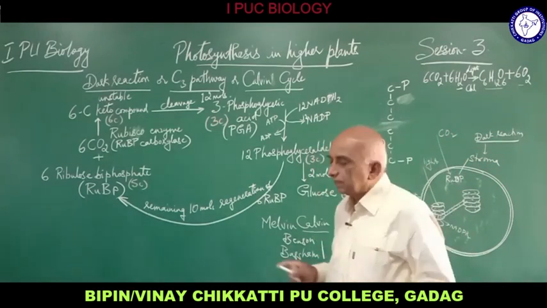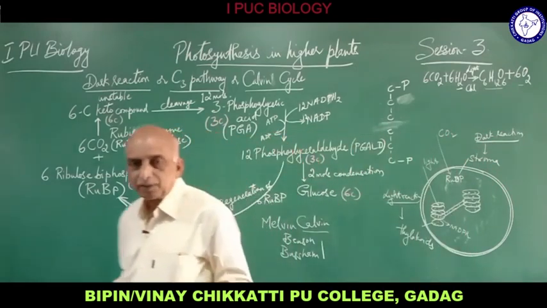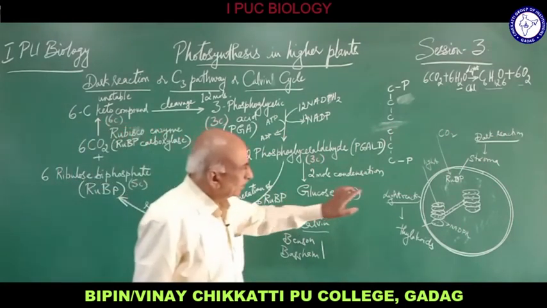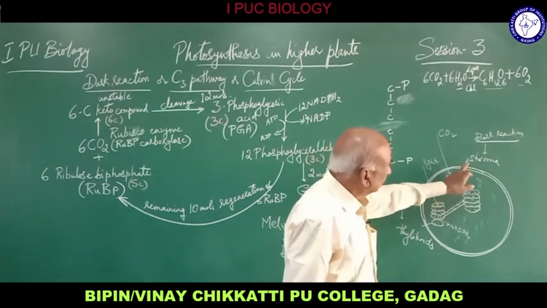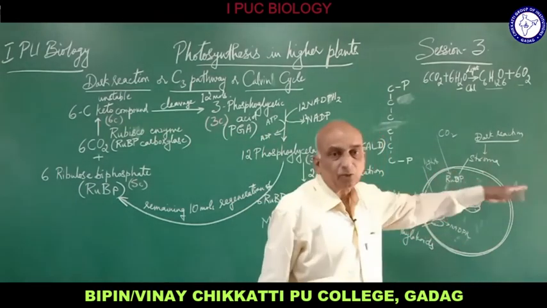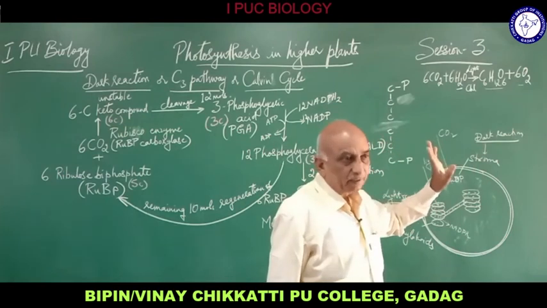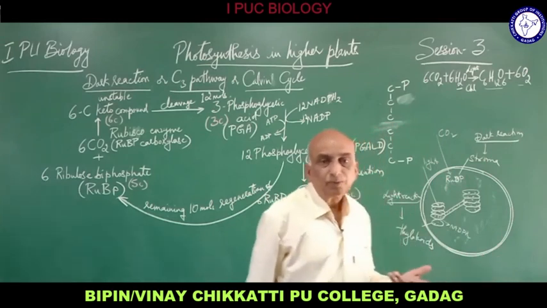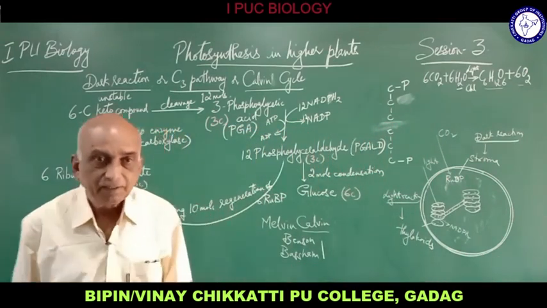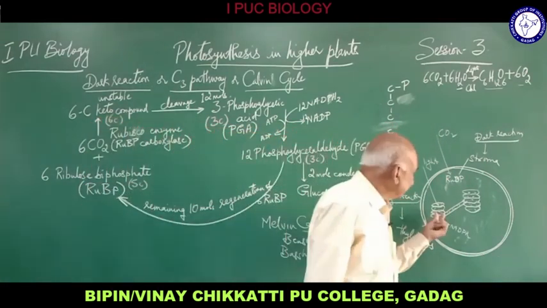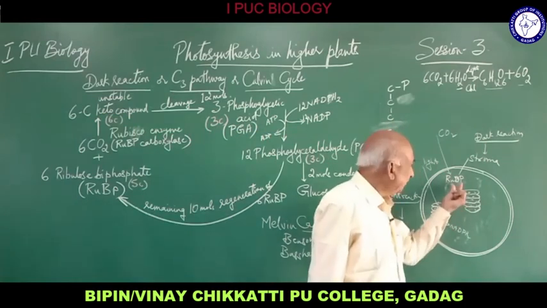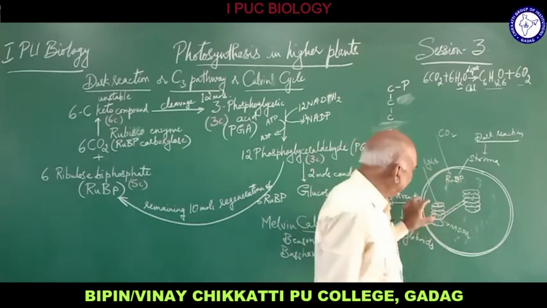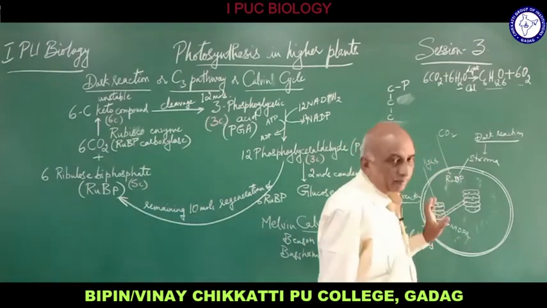So this dark reaction is also asked as a 5 marks question. This Calvin's cycle takes place in the stroma, remember. Overall, photosynthesis takes place in the chloroplast, that is different. But actually in photosynthesis there are two steps, first phase and second phase. The first phase takes place in the thylakoids, the second phase takes place in the stroma. So that is light reaction here, dark reaction in the stroma.